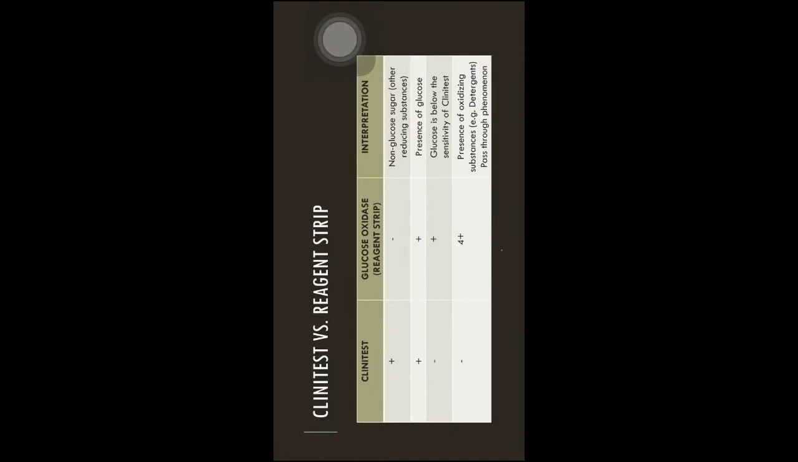How about when both the Clinitest and glucose oxidase are positive? The interpretation is that glucose is present, specific to glucose. What if positive in the glucose oxidase reagent strip but negative for the Clinitest? Take note, glucose is still present. But why did the Clinitest turn negative? It should be positive when there is glucose reducing. It is because the sensitivity of the Clinitest is lower, while glucose oxidase is more specific and more sensitive. When does the Clinitest become positive again? At a glucose level of 200 milligrams per deciliter.